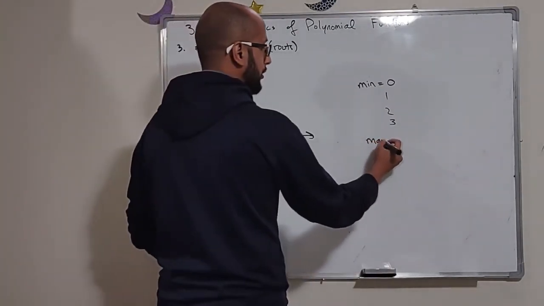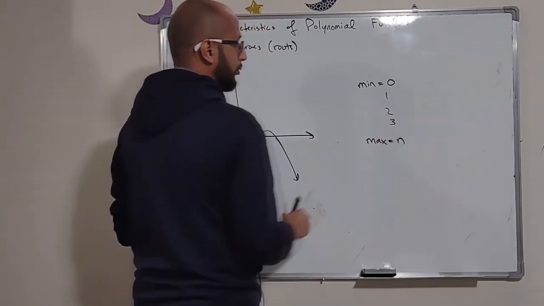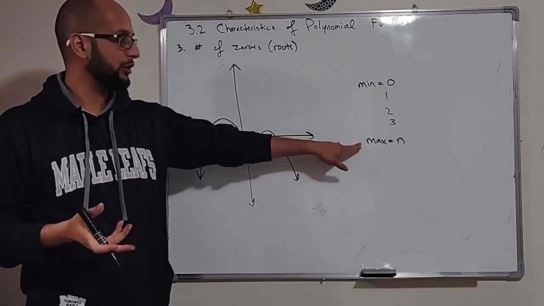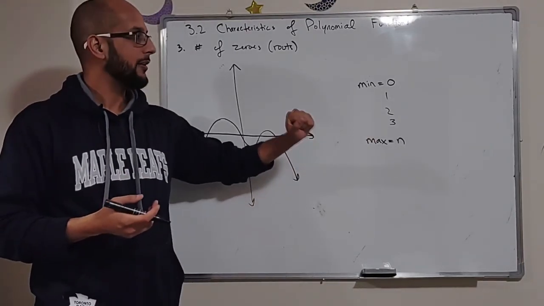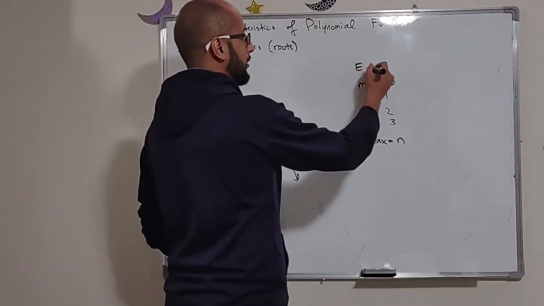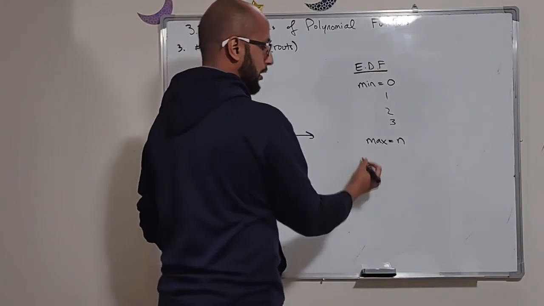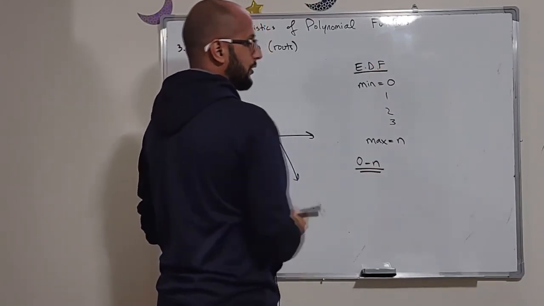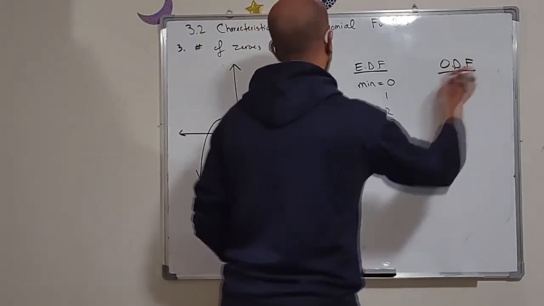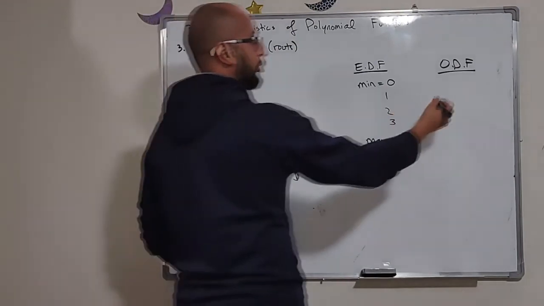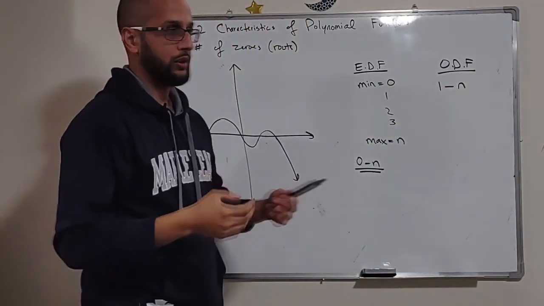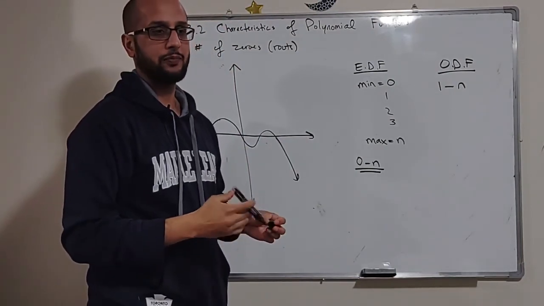So very similar to odd degree functions, the maximum amount of zeros is the degree of the function, but the minimum is 0. So for even degree functions, from 0 to n is the number of zeros you can have. For odd degree functions, the number of zeros that are possible would be between 1 and n. So it cannot have 0 roots. It needs to have at least one x-intercept.